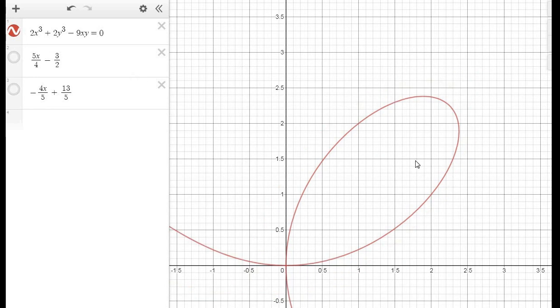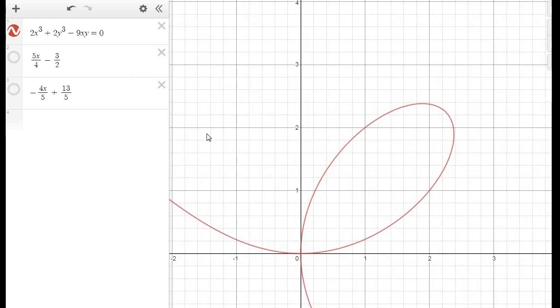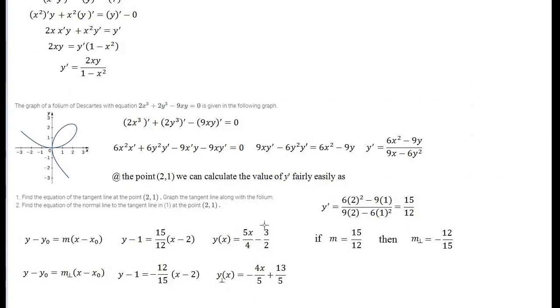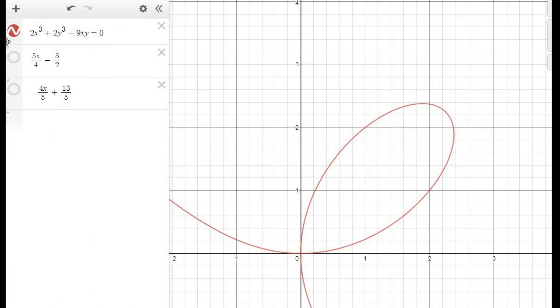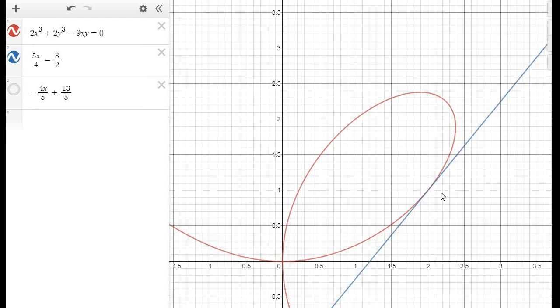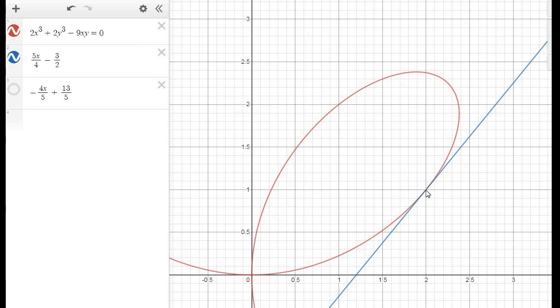So here's our Desmos right here, right? And what did we say was our equation of the tangent line? Oh yes, that's right. It was given to us by the formula 5x over 4 minus 3 halves. Well, let's take a closer peek. Here it is, 5x over 4 minus 3 halves. Oh, would you look at that. This line appears to be exactly tangent to this graph at, let me zoom in on that, (2, 1), right?